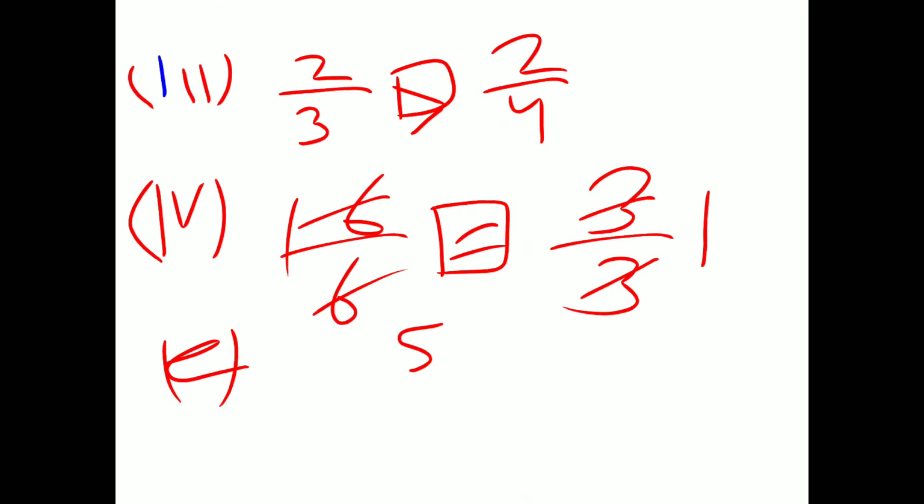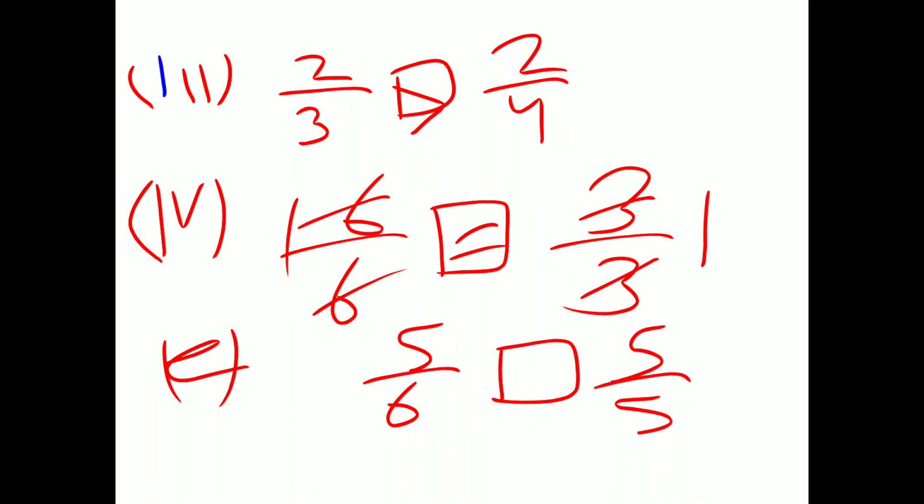That is 5 by 6 and other is 5 by 5. Now see, numerators are same and denominators are different. When numerators are same, which is the smallest denominator will be considered big. So here 5 by 5 is greater than 5 by 6. Clear? Now we do question number 5.